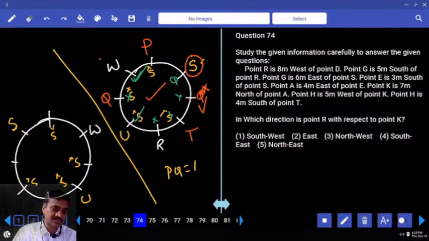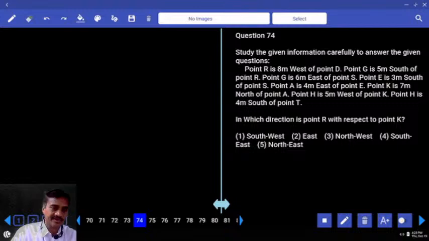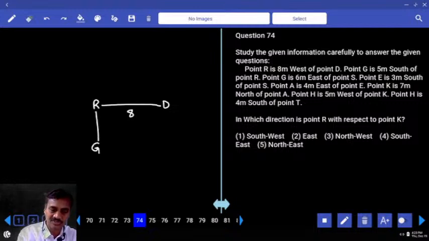74. Now from 74 onwards, 2 questions are given under these directions, and definitely under the first priority. R is 8 meters to the west of D. G is 5 meters to the south of R. Now the distance between these two is how much? 5 meters. G is 6 meters to the east of S. Now the distance between these two is how many meters? 6 meters.